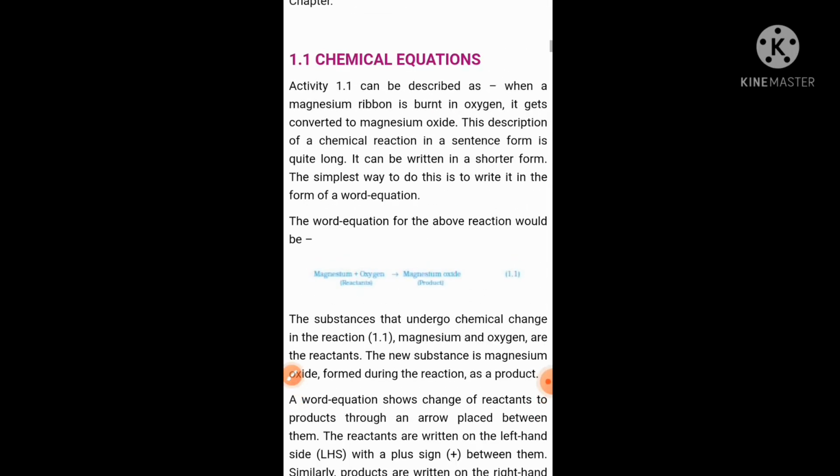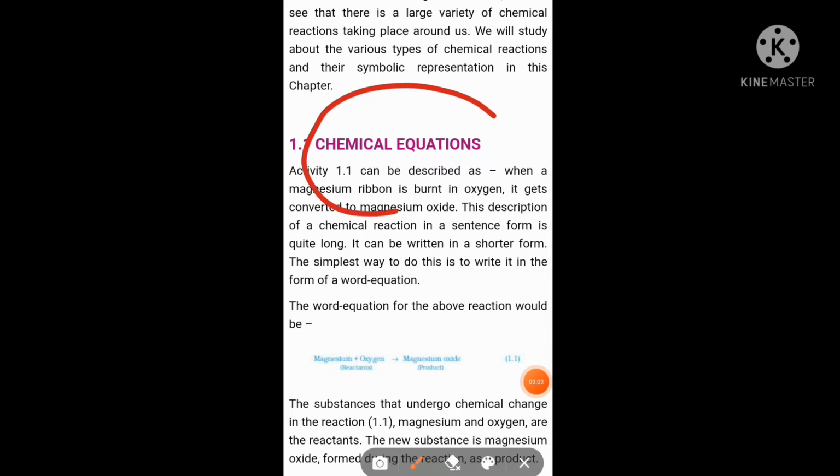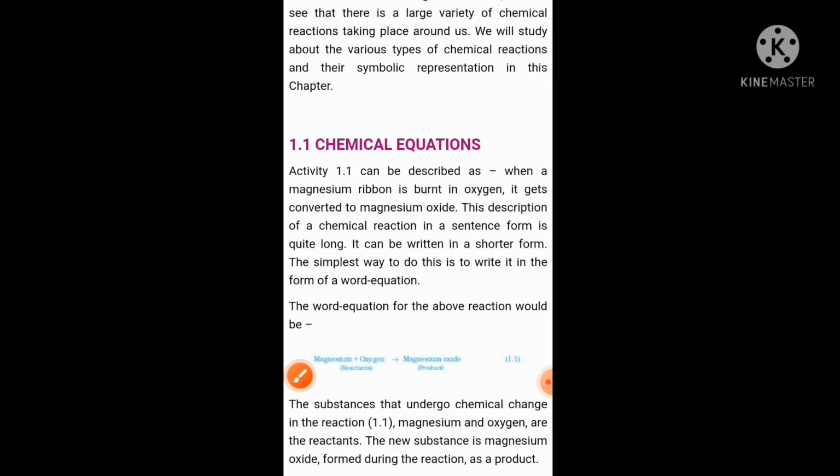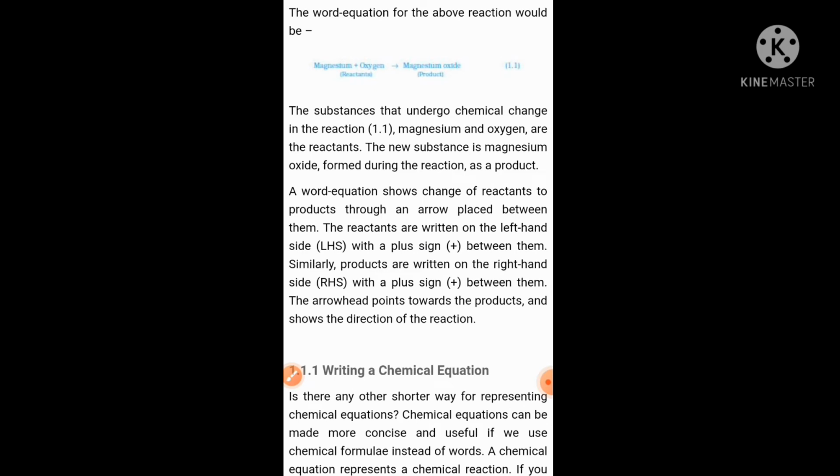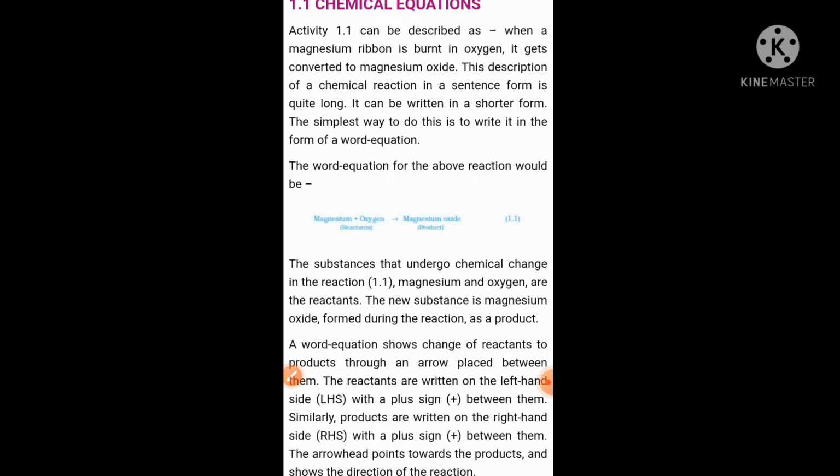Now see, how many types of chemical equation are there? There are two types of chemical equation. First is balanced chemical equation and another one is unbalanced chemical equation. What is a balanced chemical equation? A chemical equation is said to be balanced if the number of atoms of each element is equal on both sides, meaning the reactant side is equal to the product side. Okay, like see this example.